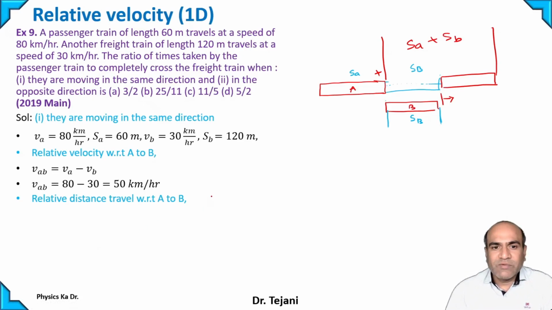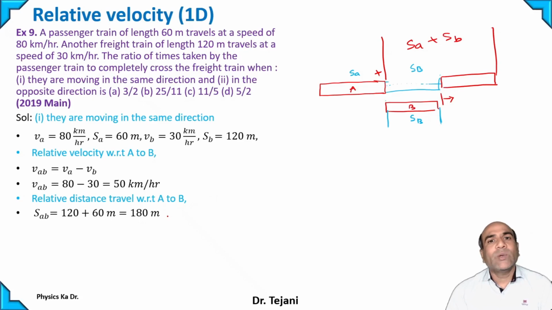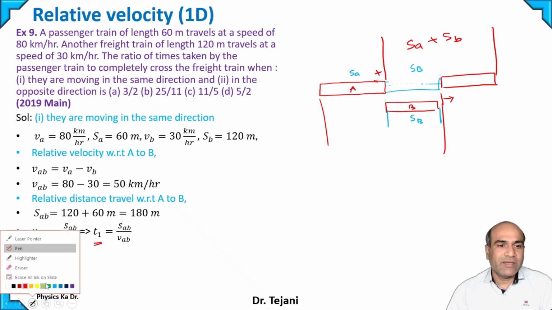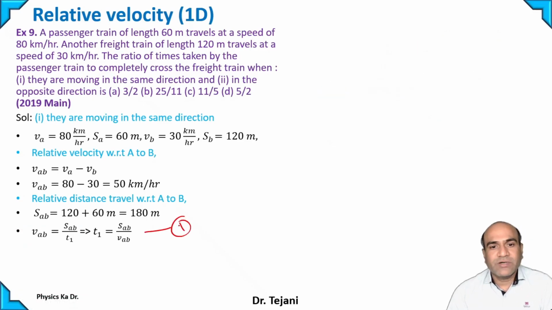So the relative distance between the two trains is 120 plus 60, that becomes 180 meter. For the complete overtake, this entire distance has to be travelled by train A, and therefore the relative distance is 120 plus 60, equal to 180. Now it is very simple. Relative velocity is equal to the distance travelled in time T1. So T1 is equal to SAB divided by VAB. So we got the equation for the time T1.